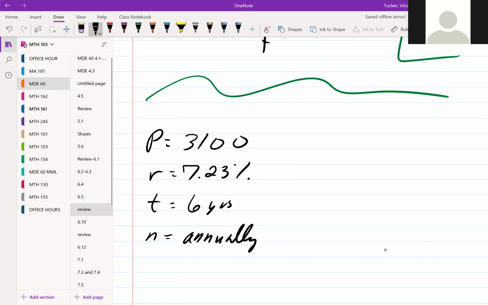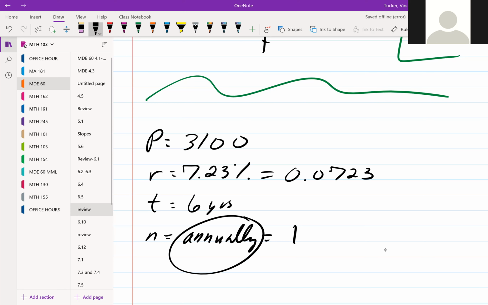So let's go ahead and do this. Like you said, 7.23% has to be converted to a decimal, moving your decimal 2 places to the left. So that's 0.0723. All right. Then it says compounded annually. So that means n is going to be equal to 1.